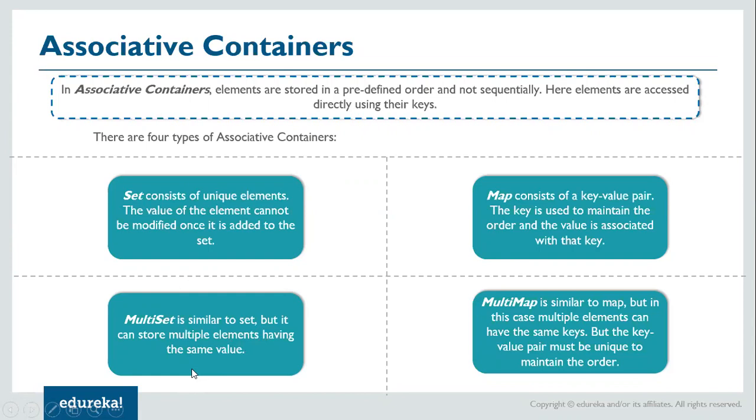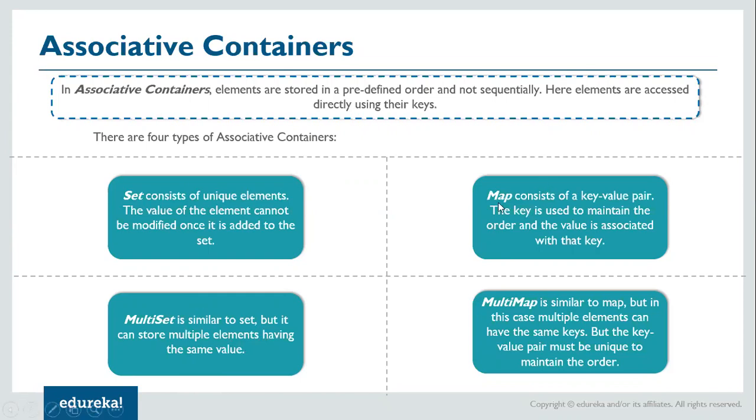So going a step forward, a multiset is an enhanced set, you might call it, wherein you can have multiple elements having the same value. So basically duplicates are allowed in the case of multiset. Then we have a map.